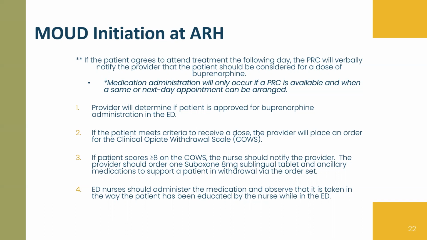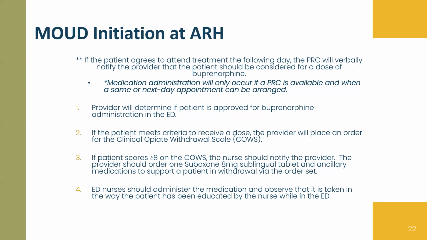The provider is then going to assess the patient for any exclusion criteria, which I will review with you as a part of the ARH protocol. And then the provider will order the clinical opiate withdrawal scale. The nurse is going to conduct the clinical opiate withdrawal scale, which does exist in Meditech. If the score on the clinical opiate withdrawal scale is 8 or greater, then the provider will order an 8 milligram dose of buprenorphine. The nurse will then administer and observe the patient is taking the medication.